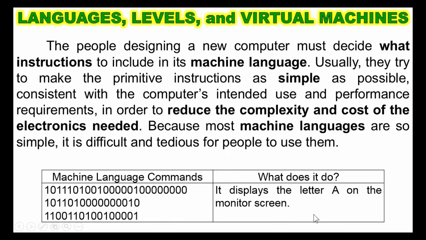The people designing a new computer must decide what instructions to include in its machine language. Usually, they try to make the primitive instructions as simple as possible, consistent with the computer's intended use and performance requirements, in order to reduce the complexity and cost of the electronics needed. Because most machine languages are so simple, it is difficult and tedious for people to use them. Look at these machine language commands that are made up of 1 and 0. It is gibberish, or it does not make any sense. These machine language commands will display the letter A on the monitor screen.